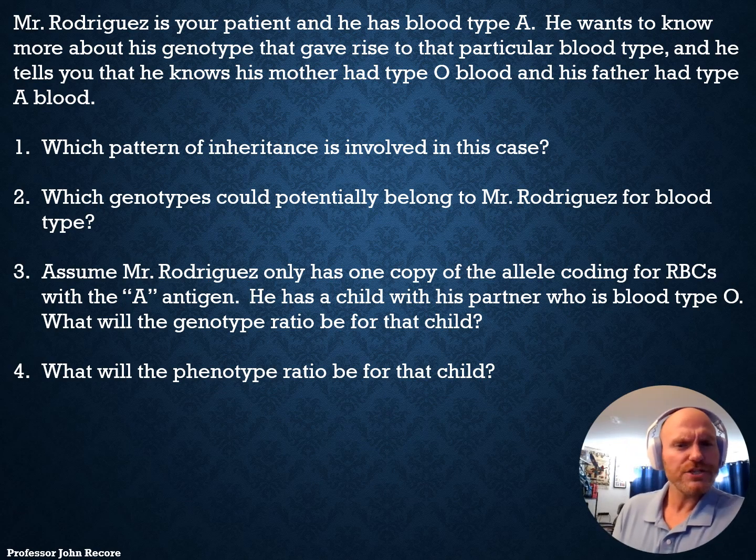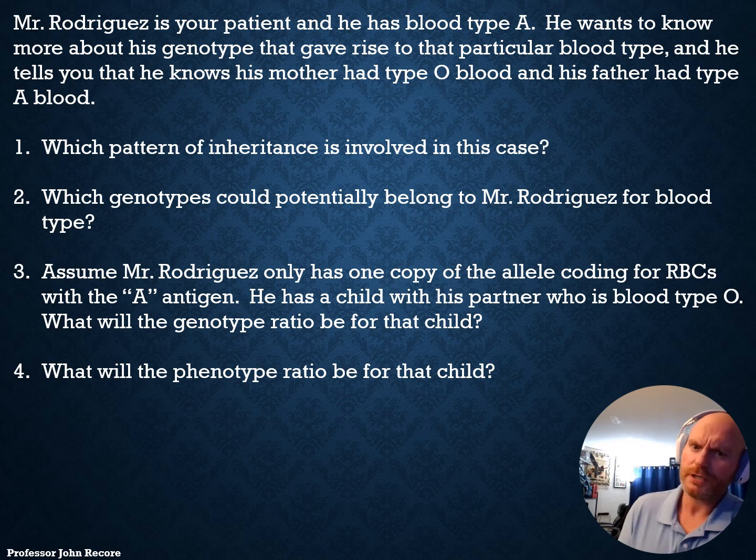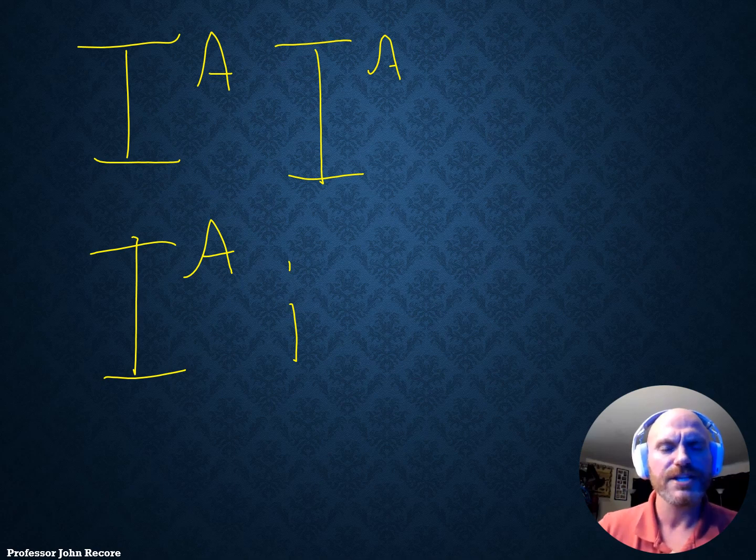Next, which genotypes could potentially belong to Mr. Rodriguez for blood type? So individuals with the phenotype type A blood have two potential genotypes in play. The first is that they could be homozygous for the A antigen allele. The second is that they could be heterozygous. One of their alleles has the A antigen, and the other allele is the recessive lowercase i.